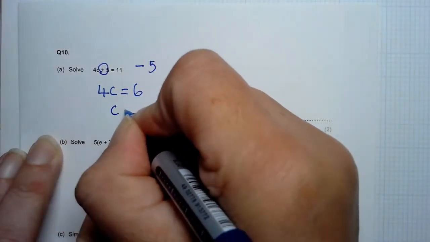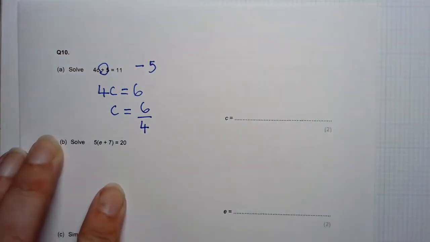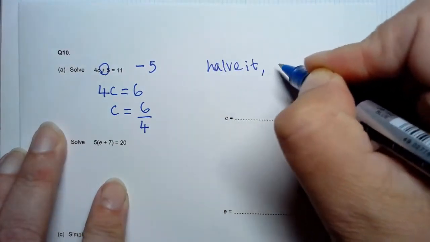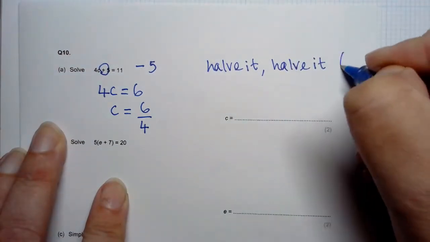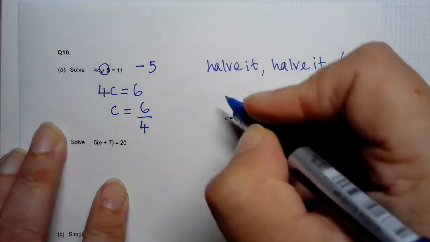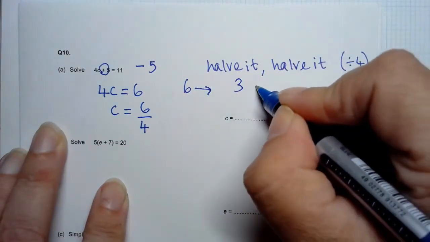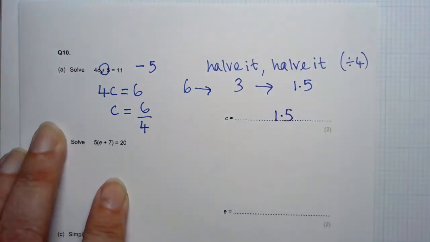And then to find c, I'm going to do 6 divided by 4. Remember, the easy way to divide by 4 is to halve it and halve it. I'm going to write that there because I know that sometimes you need to be reminded of that. Halve it and halve it to divide by 4. So half of 6 is 3, and half of 3 is 1.5, and that's our answer.